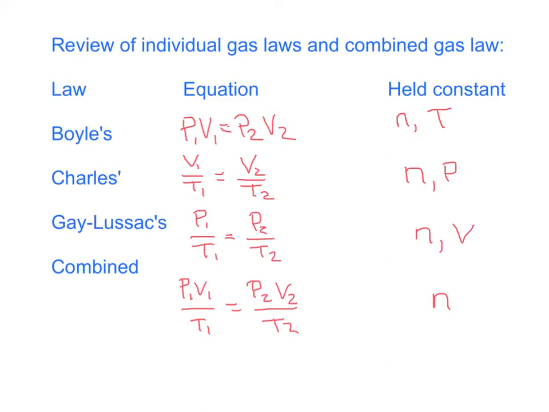All right, for Charles's law, of course, it's volume 1 divided by temperature 1 equals volume 2 divided by temperature 2. Held constant, again, are your number of particles and pressure. For Gay-Lussac's, we have pressure divided by temperature, and again, for this one, it's number of particles and volume held constant, and then for the combined, the only thing held constant would be your number of particles.